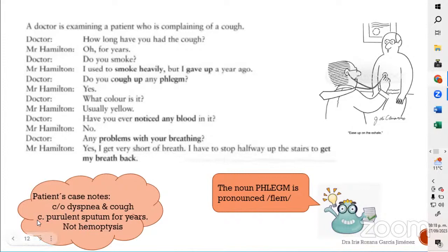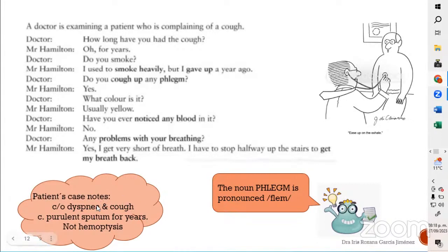With this abbreviation, C with a dot means with. With purulent sputum for years, no hemoptysis. As you can see, all the information that this patient is giving us during the dialogue is summarized in these notes. That's the way we take the information from the patient. The most important parts, just in medical terms, as you can see.